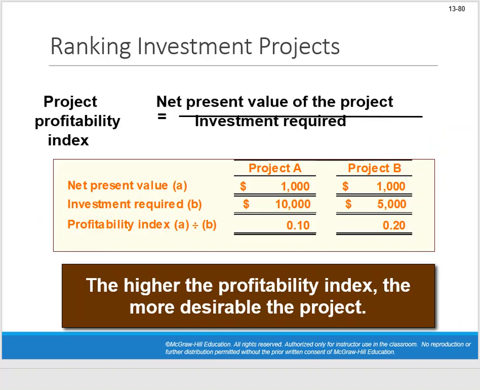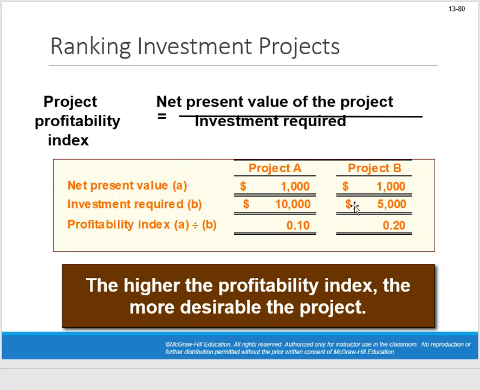So what they're going to have us do is rank those investment projects. So we take the NPV of the project and we divide it by the investment required. So here they made our numbers real easy. Both of these projects, Project A and Project B, have an NPV of $1,000, but they have different investments required. So the investment required for Project A is $10,000 and it yields an NPV of $1,000, while Project B takes an investment of $5,000 and yields an NPV of $1,000.